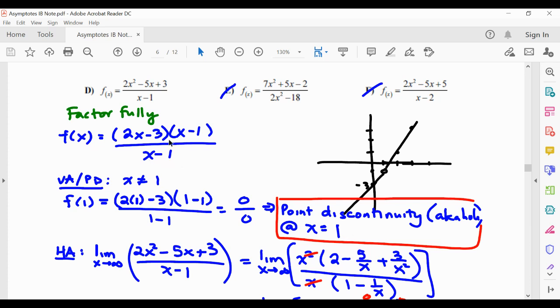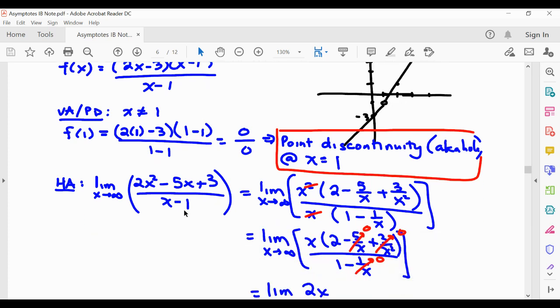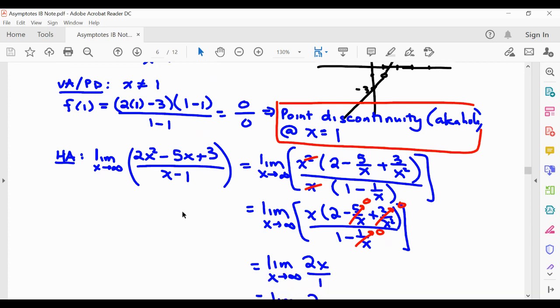In fact, this graph looks like the graph of 2x plus 2x minus 3, but it has a hole just at the point where x equals 1. So it doesn't look like a traditional rational function. To find a horizontal asymptote, we take the limit as x approaches infinity.